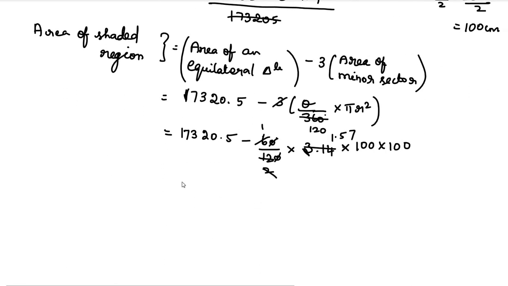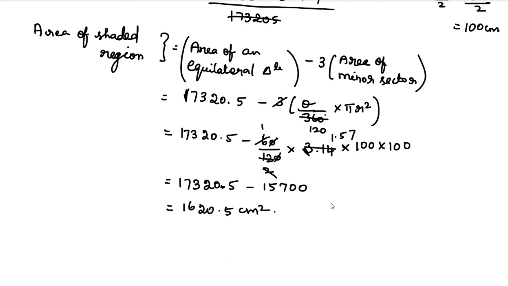Then 17,320.5 minus, when I multiply 1.57 into 100, I will get 15,700. So when I subtract, I will get 1,620.5 centimeters square. So do you understand this question, children?